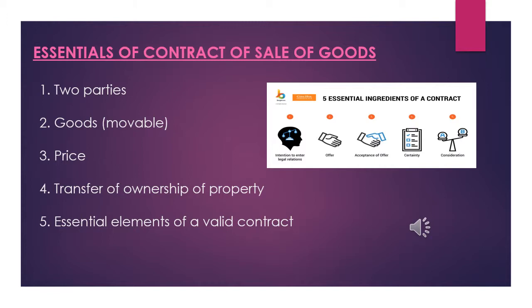Essentials of contract of sale. The following essential elements are necessary for the contract of sale. First is two parties. There should be a bilateral contract in which two parties should be there. Second is goods. The goods must be movable. Third, price. The commodity should have a price. Fourth, transfer of ownership of property. Fifth, essential elements of a valid contract should be there in this contract.